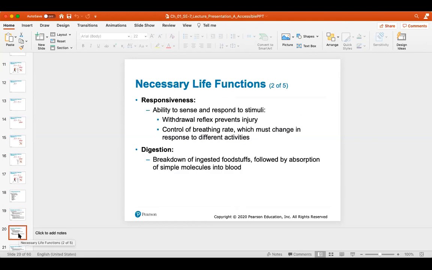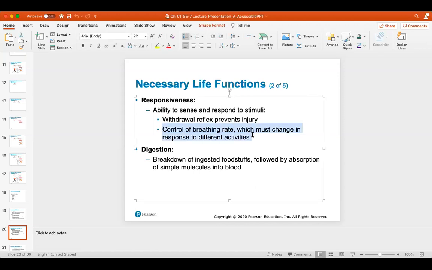Responsiveness is the ability of your body to sense and respond to stimuli. So right now you're able to hear me, hopefully, and you're able to see the PowerPoint in front of you. Those are all different stimuli that your body is sensing and perceiving, and your brain is working at a higher order level to take in that stimuli and understand everything that's going on. The withdrawal reflex prevents injury. When you step on something, your body instantly withdraws itself from a painful stimulus. The control of breathing rate must change in response to different activities, whether you're exercising or sleeping.